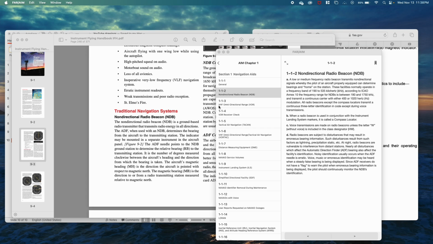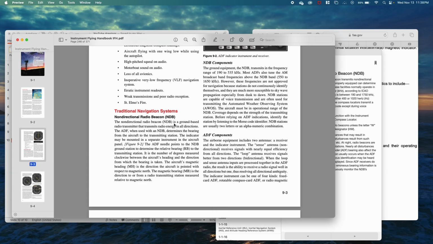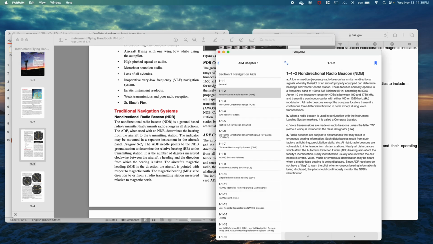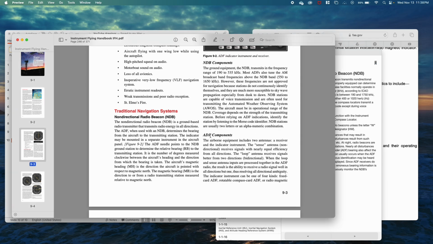NDBs, aka ADFs, sort of. So NDBs, you can find information on them in AIM 1-1-2 or IFH Chapter 9. But the NDB itself stands for a non-directional beacon. Inside the PTS is going to mention the ADF. The ADF is the receiver, this is the ground station.